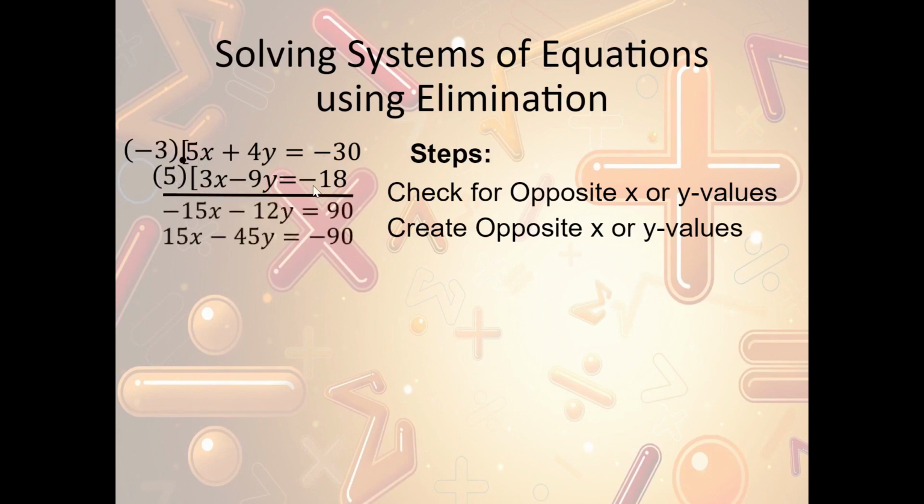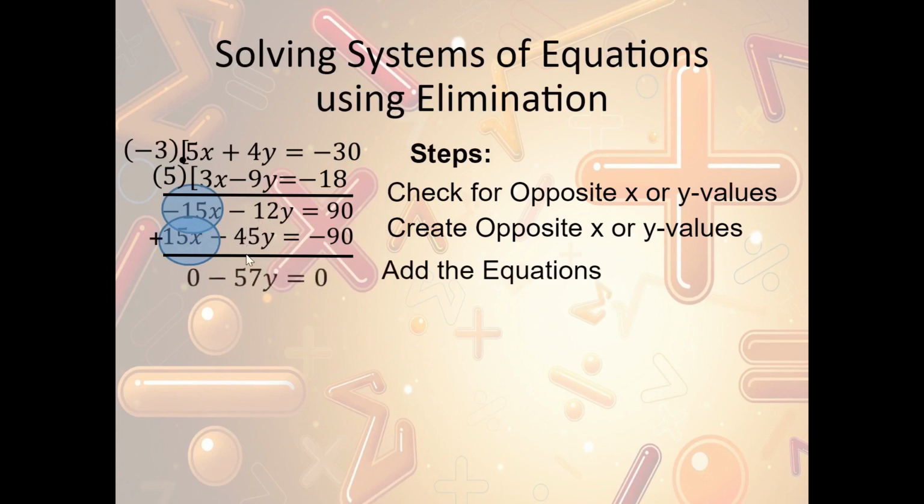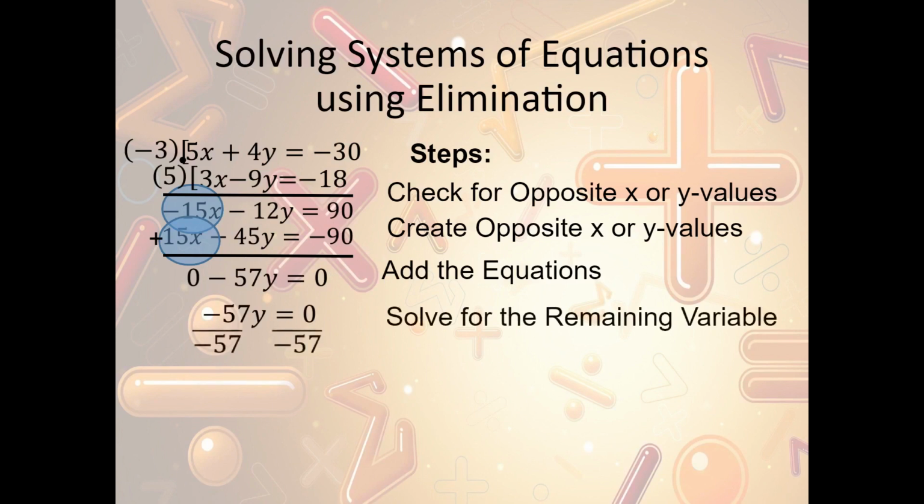And when I do that, I end up with negative 15x minus 12y is equal to 90, and 15x minus 45y is equal to negative 90. Now notice I have opposites, so now I can go ahead and add the equations. My x's will drop out. I end up with negative 12y plus negative 45y is negative 57y. And then I have 90 and negative 90, which is 0. So I'm left with negative 57y is equal to 0. I divide both sides by negative 57 to solve for the variable, and I get y is equal to 0.